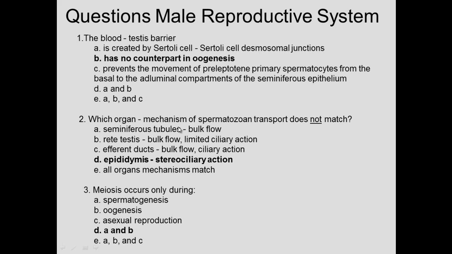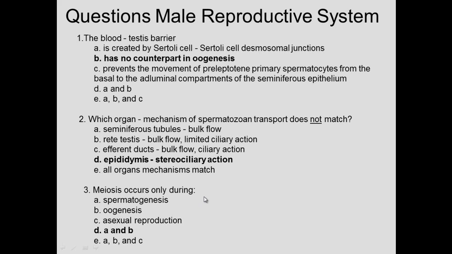Which organ and mechanism of spermatozoa transport does not match? Seminiferous tubules, bulk flow, yes. Rete testis, bulk flow, limited ciliary action, yes. Efferent ducts, bulk flow, ciliary action, yes. Epididymis, stereocilia action, no. Stereocilia do not move, and so that cannot move sperm alone. So the answer is D.